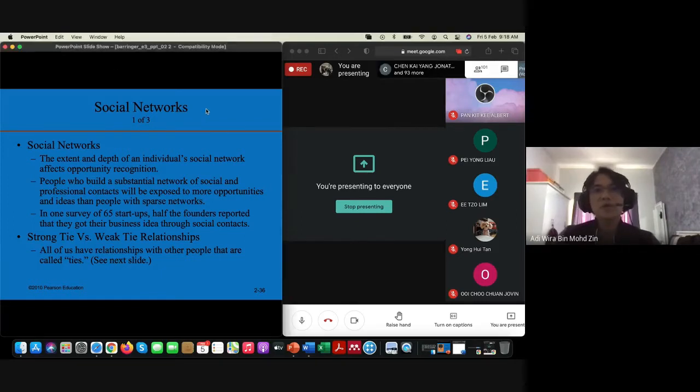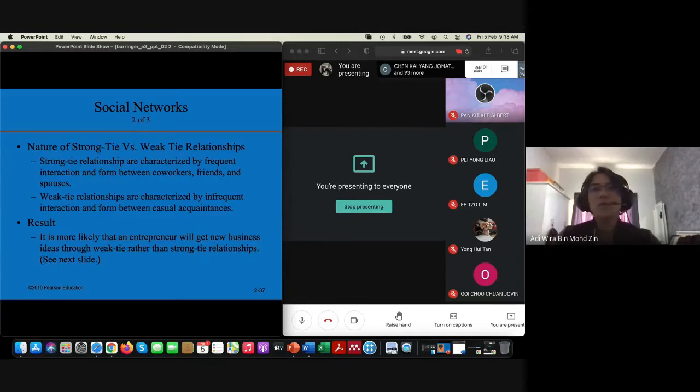The strong tie relationship is most probably the relationship between you and your close friends or your best friends. When you have a strong tie relationship, you know your friends' birthdays, their likes and dislikes, where they live, their personal issues, their personal problems, and so on and so forth. It means the bonding is very, very strong.